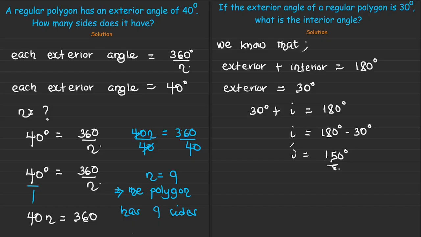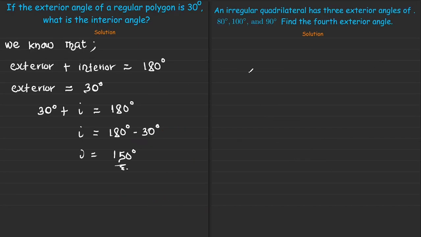Now you'd realize that all these that we've been solving are on regular polygons. There are questions that can be asked even on irregular ones as well. This last one will be on irregular. The very last question here says, an irregular quadrilateral has three exterior angles of 80 degrees, 100 degrees, and 90 degrees, and we have to find the fourth exterior angle. Does this sound familiar? Yes, it does. It is actually a quadrilateral, and a quadrilateral would have four exterior angles, but we just have three over here, and we want the fourth one.